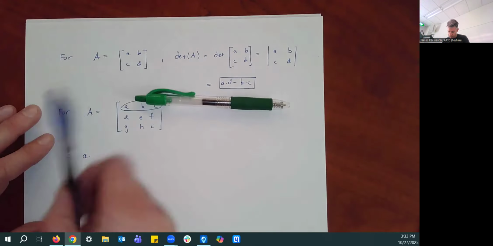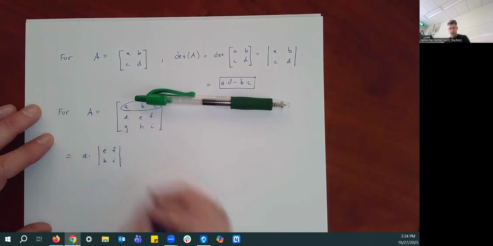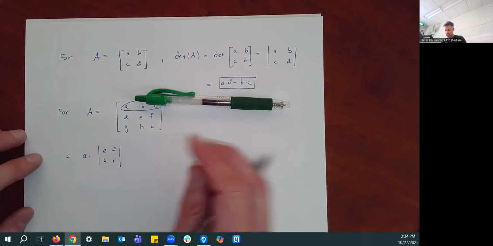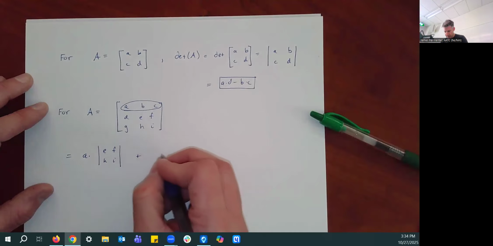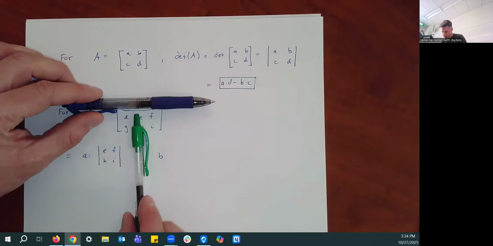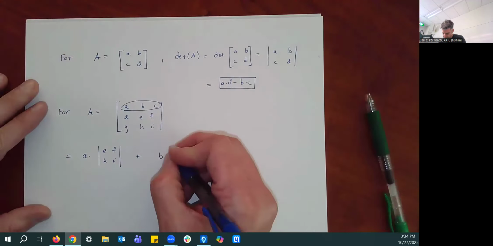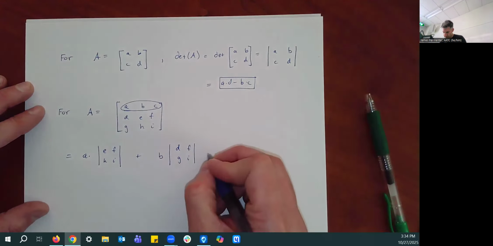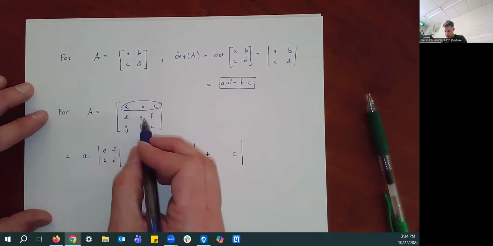And so I'm going to have E, F, H, I. I'm going to leave myself a little space in front here because there's something I'm going to add on at the end. So then for B, leave some space in front of B if you're writing this down. I'm going to cross out the row and column that contain B. I'm left with the 2 by 2 matrix D, F, G, I. And finally, for the last one, C, I'm going to cross out the row and column that contains C, and I'm going to get D, E, G, H.